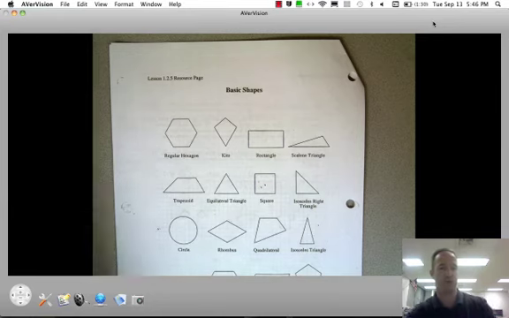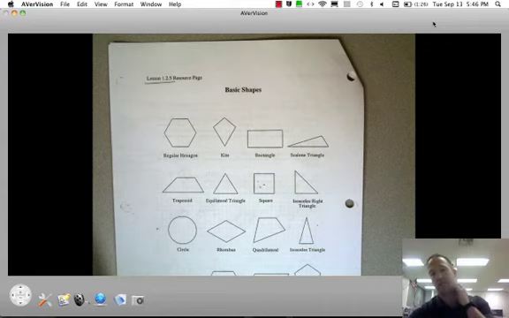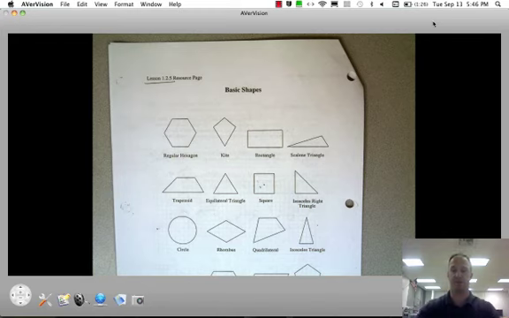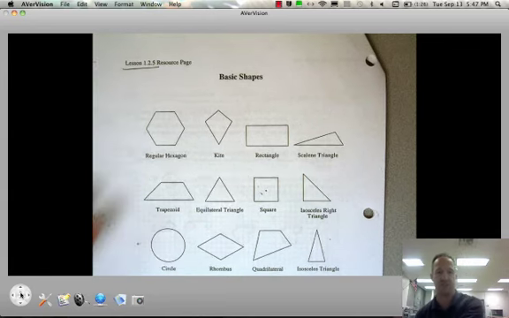1.2.5. You'll need your resource pages out. You'll need the 1.2.5 resource page. So if you don't have that out, go pause the video and grab that. You will need it. We're going to talk a little bit more about symmetry today, and some of these basic shapes that we started working with in yesterday's lesson.